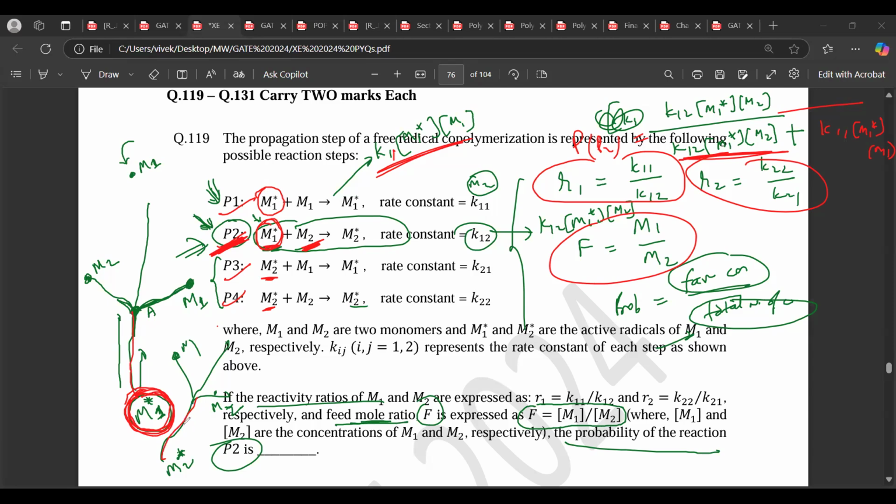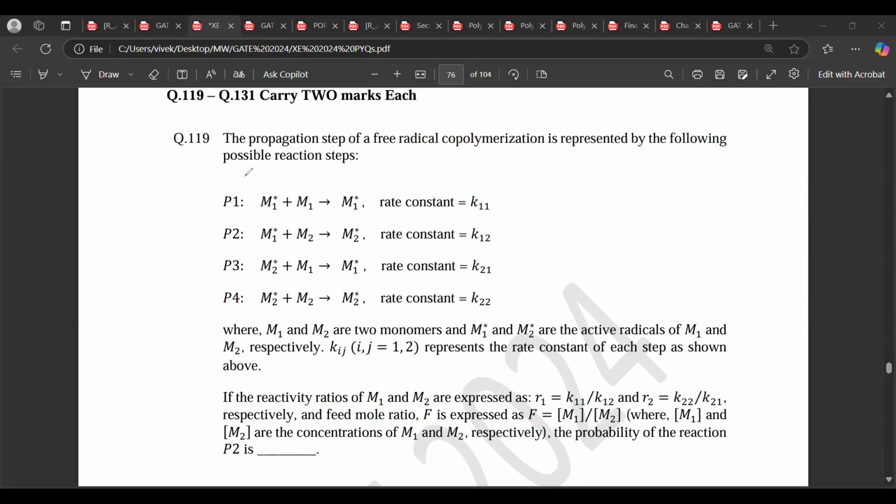That's a very important thing that you have to understand, okay? Because the probability of P2 is saying that M1 star reacts with M2, which means M1 star can react with M2 as well as with M1. Both chances are possible. So in the total, only M1 star reacting with M2 and M1 star reacting with M1 should be given. There's no point of getting M2 star because M2 star is not there in the P2 reaction. That is the overall idea. I hope you all understood. Now the rest is just mathematics.